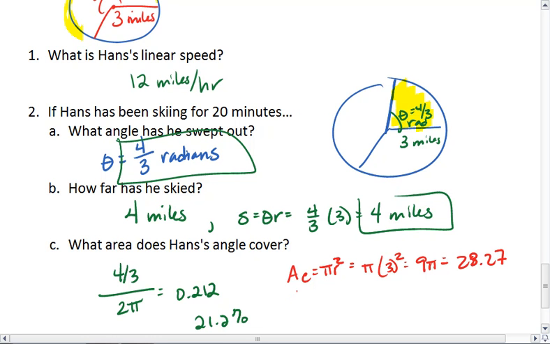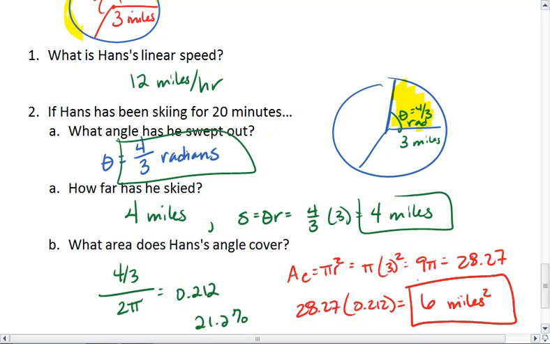The sector area, so the area that Hans has covered, is then this 28.27 times 0.212, which is about 6 square miles. And that's your answer.